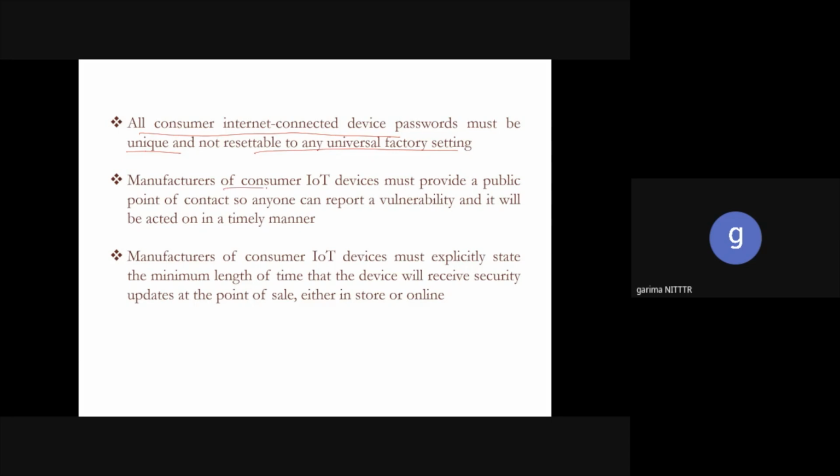Second, the manufacturer of consumer IoT devices should have a public point of contact. That is why nowadays every company providing consumer electronic products related to IoT has customer care centers, so that anyone can report a vulnerability and it will be acted on in a timely manner. Third, the manufacturer of consumer IoT devices should explicitly state the minimum length of time that the device will receive security updates. It means security updates should be very regular, either in store or in online mode.